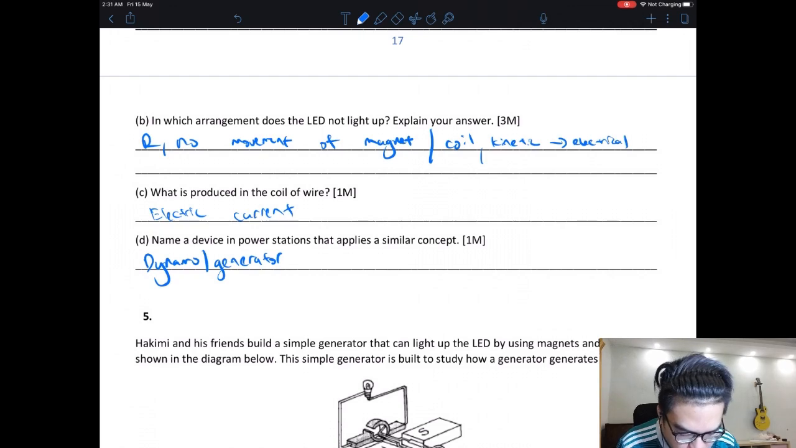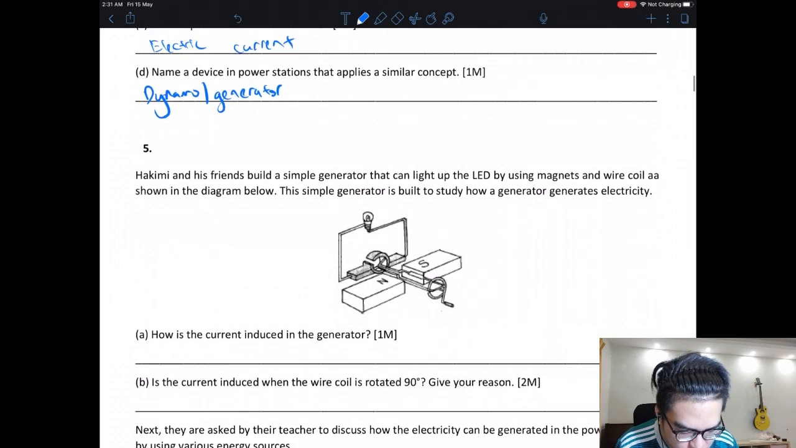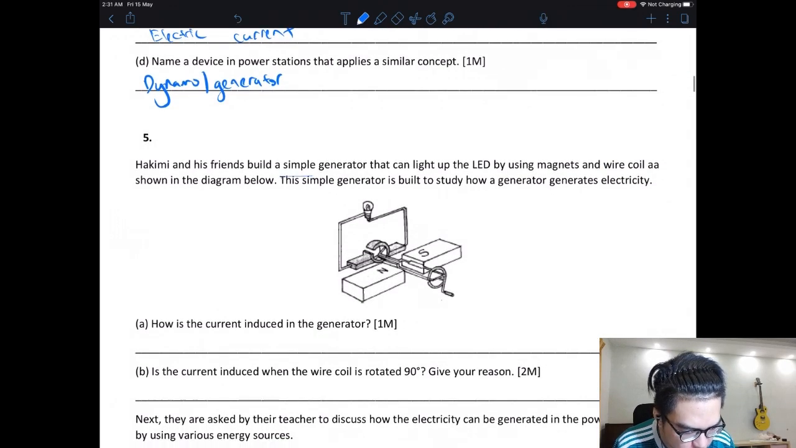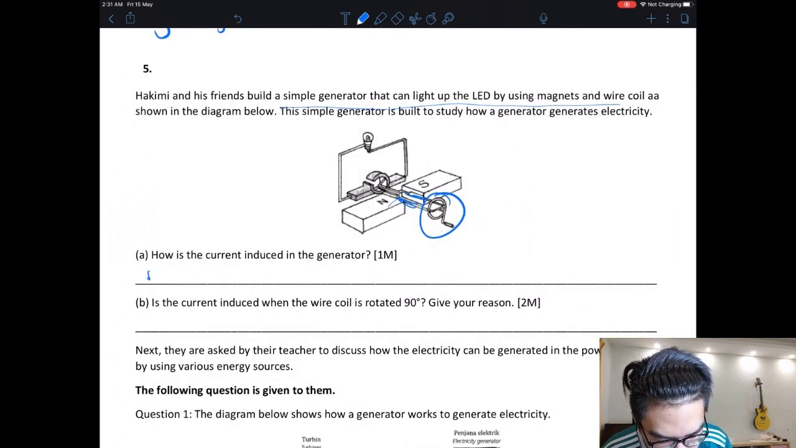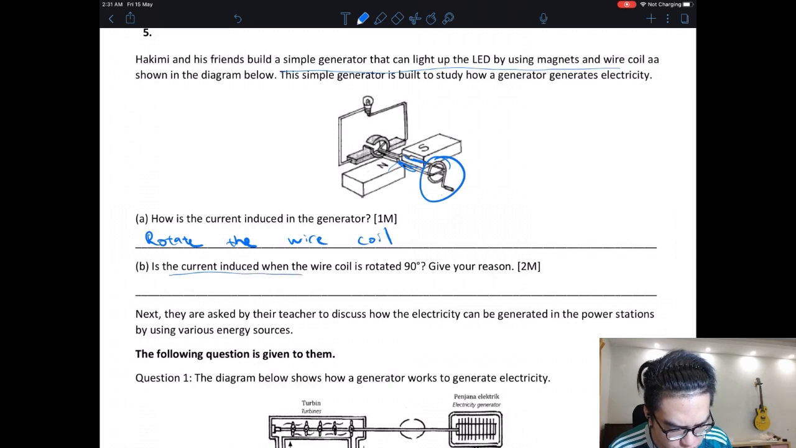Same thing. So number 5, Hakimi and his friend built a simple generator that can light up the LED using magnets and wire coil. So I rotate this thing. These two are the conductor, the coil, and the magnet doesn't move. How is the current induced in the generator? So I can say rotate the wire coil. Is the current induced when the wire coil is 90?